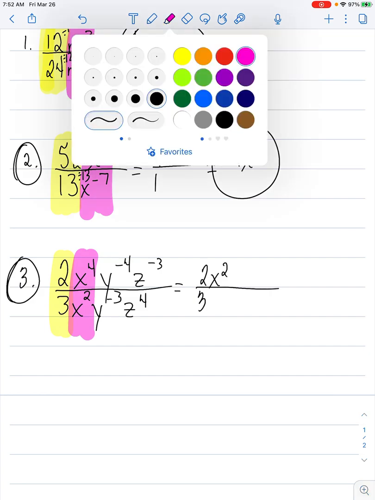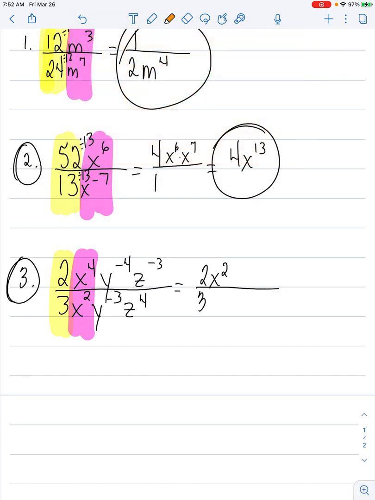Now let's take a look at our y's. And what I'm actually going to do, I know I didn't do this yesterday, but let's focus on one letter at a time. So now I notice I have negative exponents for both. So I'm going to have to flip. The y to the negative 4th is going to go to the bottom, and the y to the negative 3rd will go on top to make it positive.